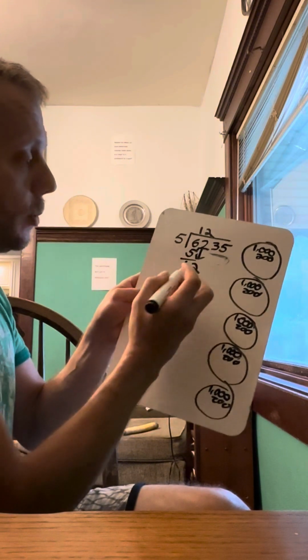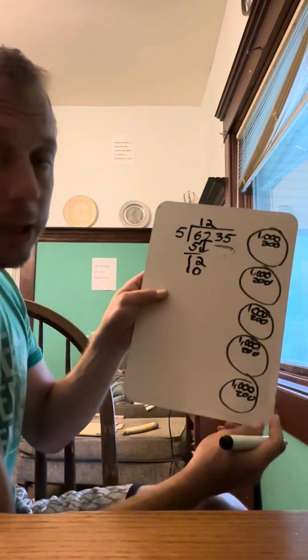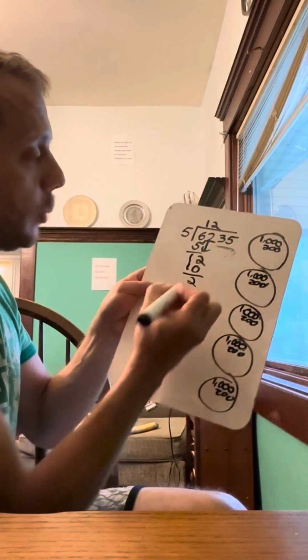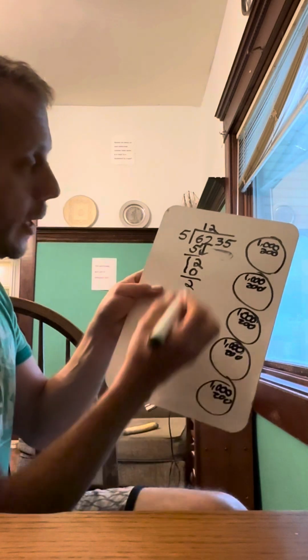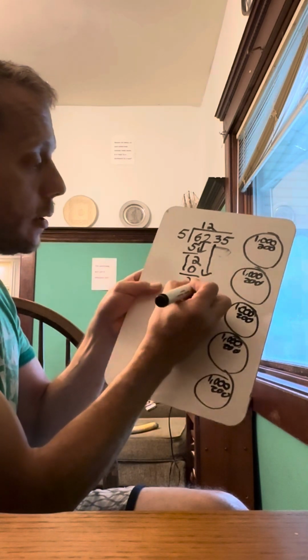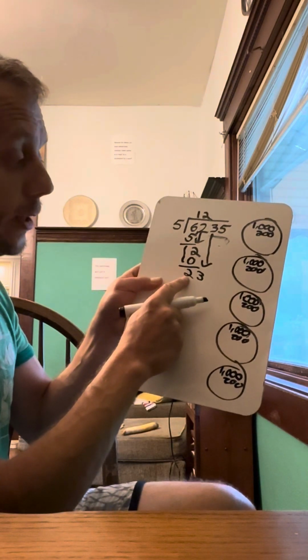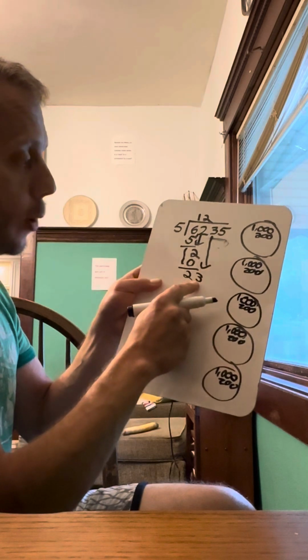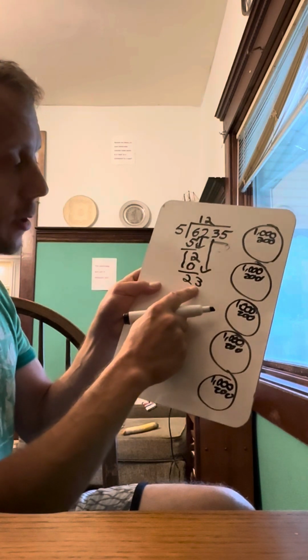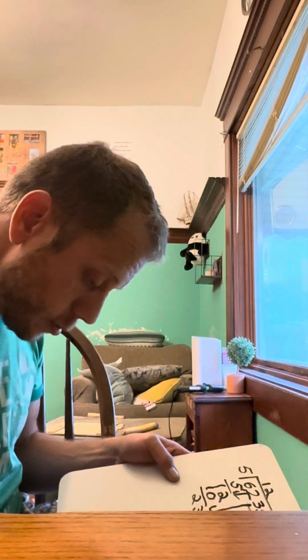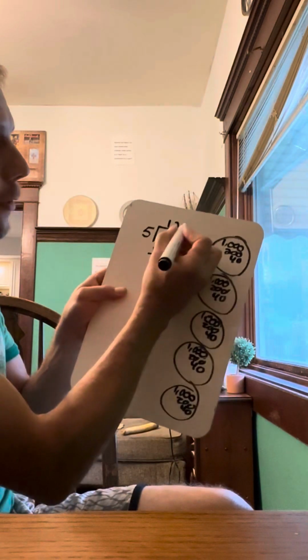So 5 times 2 is 10. So I've handed out 10 $100 bills. All right, so let's see how many $100 bills are left. We have 2. All right, can't divvy those out, so I drop down the 3. So what am I really doing? I'm converting my 2 $100 bills into 20 $10 bills, bringing down the 3, so I have 23 $10 bills. All right, so I can give 4 $10 bills to each person. That's $40. All right, so now I put a 4 in the tens place.